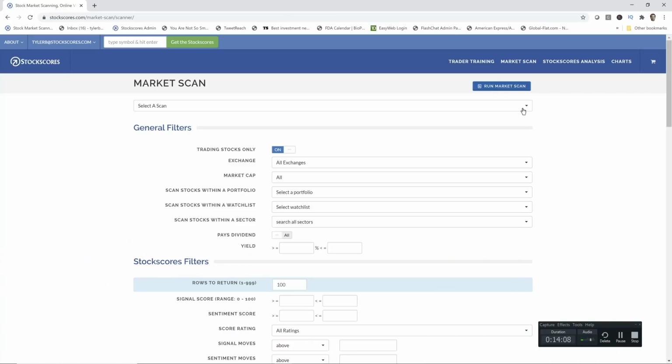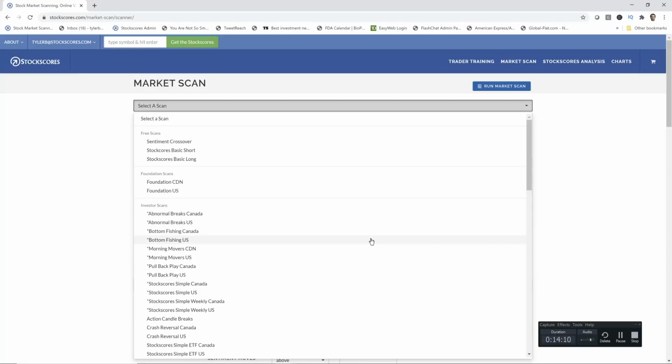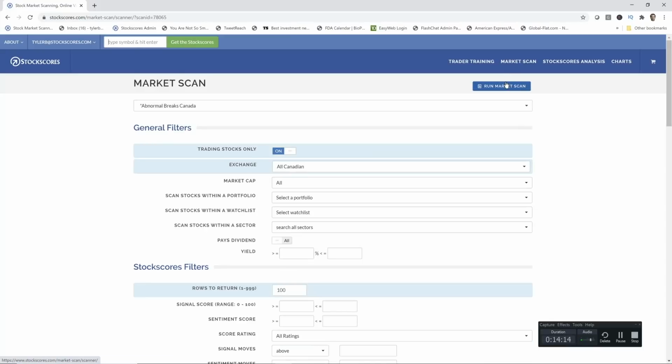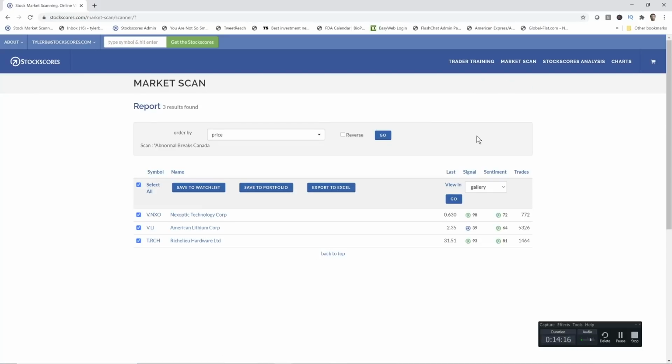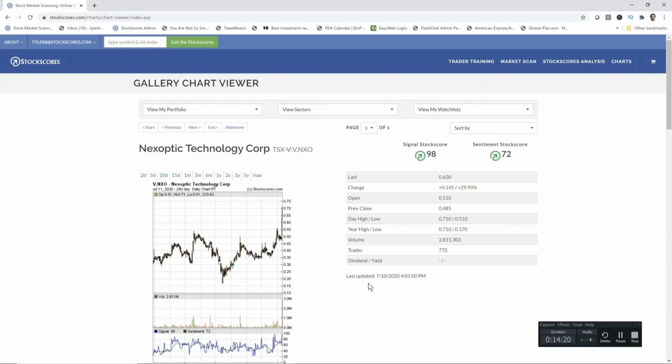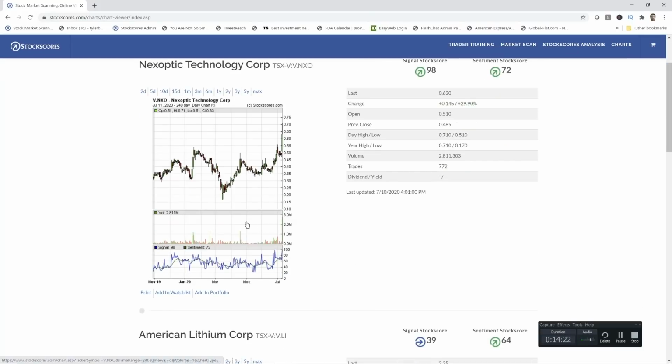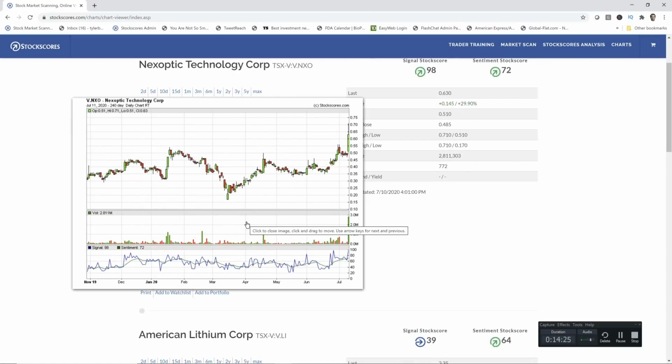I'm logged in. I'm going to select this week the Abnormal Breaks Canada scan. There weren't too many found on this, only 3. And we're going to just go through them and analyze each chart quickly. Because we only have 3, we can spend a little bit of time. So first one is V.NXO. And let's just take the skills that we learned at the top of the video.